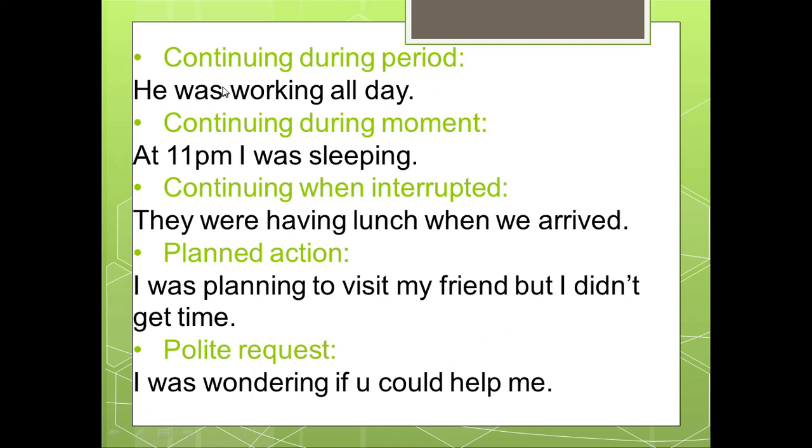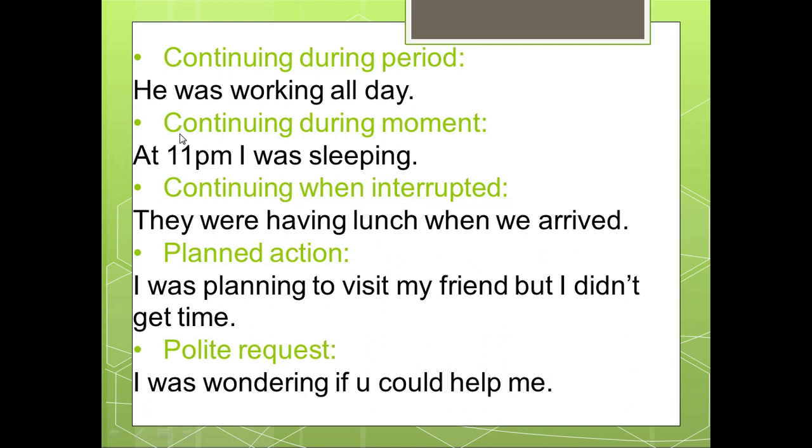Okay, now there are some other uses of past continuous tense. Here you can see continuing during a period. For example, he was working all day. It means that he was working. The action continued for some period of time in the past. This is what I told you. This is a use of past continuous tense. He was working all day. All day. This is an example.